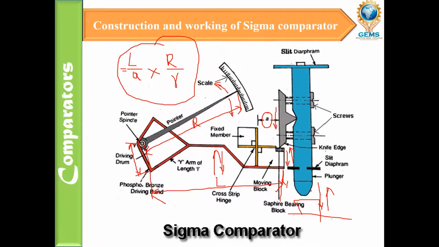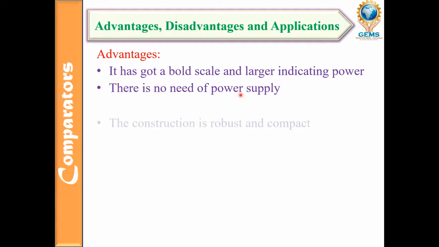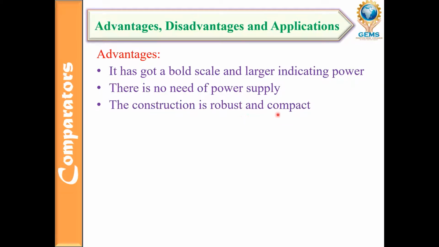So this is the construction and working of the sigma comparator. Advantages, disadvantages and applications. It has a bold scale and a larger indicating power. Next, there is no need of power supply for this sigma comparator. The construction is robust and compact.